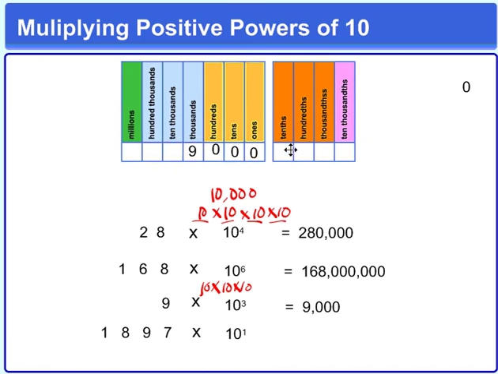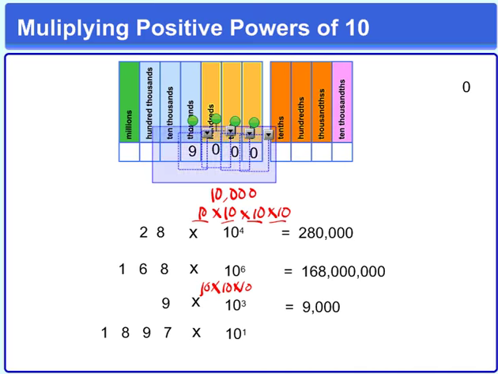And then once again, let's look at 1,897 times 10 to the 1. We know that 10 to the 1 is 10. So it'd be moving it only 10 times larger.